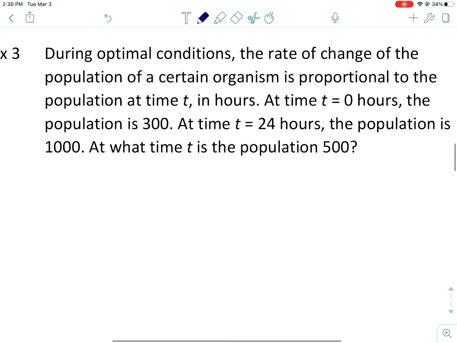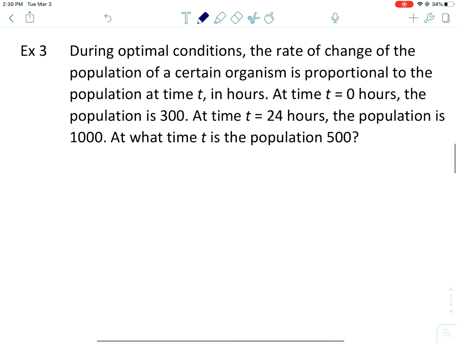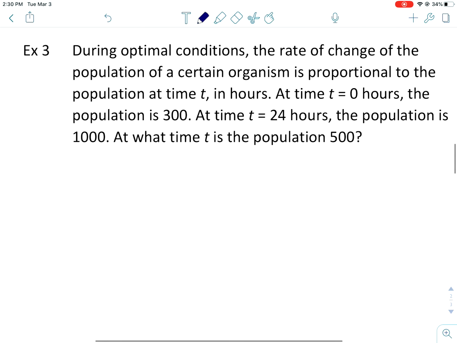You all did. All right, let's look at example 3. So during optimal conditions, this one is kind of crazy. The rate of change of the population of a certain organism is proportional to the population at time t in hours. At time t equals 0 hours, the population is 300. That's an important population. At time t equals 24 hours, the population is 1,000. And then we want to know at what time t is the population 500.